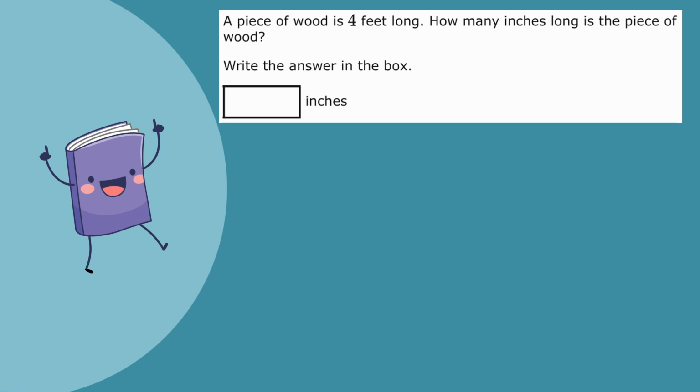So my first step says that I'm doing my CASE. So that means I'm reading it more than one time and I'm circling things that are important. A piece of wood is 4 feet long. That's important. How many inches long is the piece of wood? Write the answer in the box. All right, so I've circled what's important, feet and inches, and my answer needs to be in inches. So that means I'm doing measurement conversion.